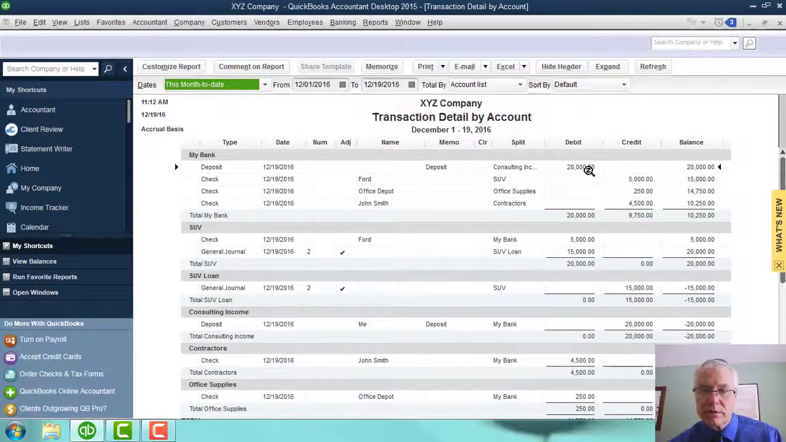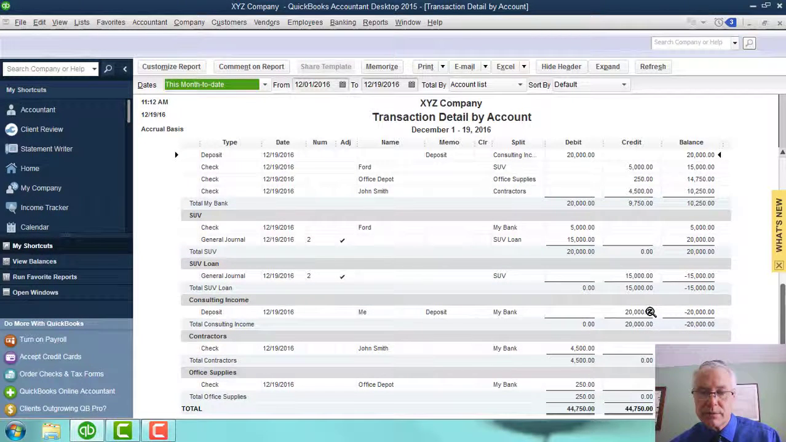And you can see now your original revenue, $20,000. You spent $5,000 on the truck down payment, $250 in office supplies, $4,500 to John Smith, which is labor. Here's your SUV for $20,000, your SUV loan, your consulting income, your expense of John Smith, and your expense of Office Depot.